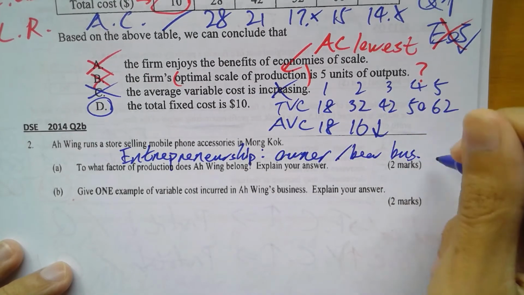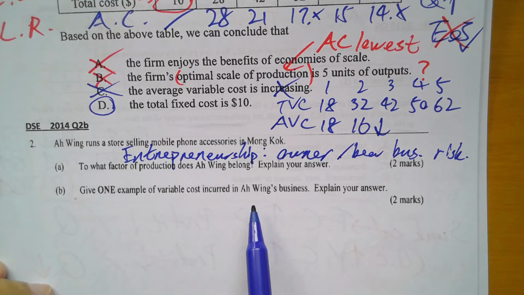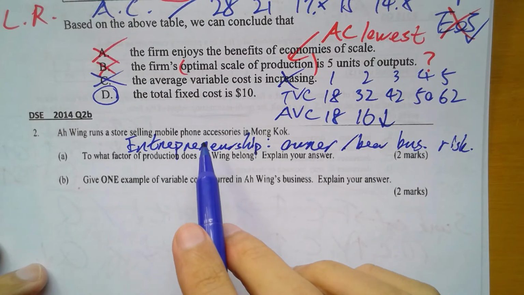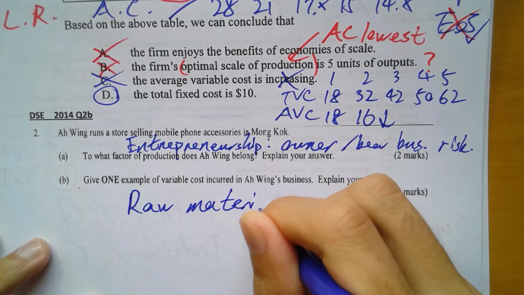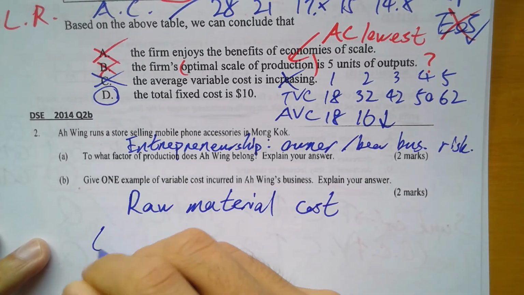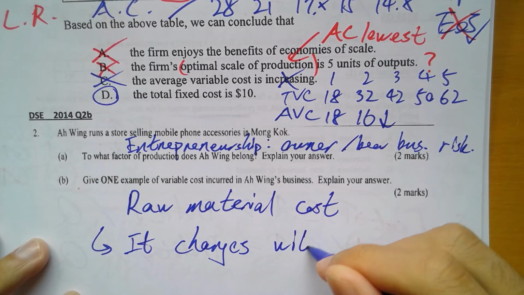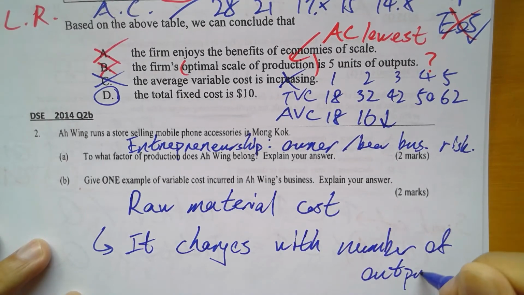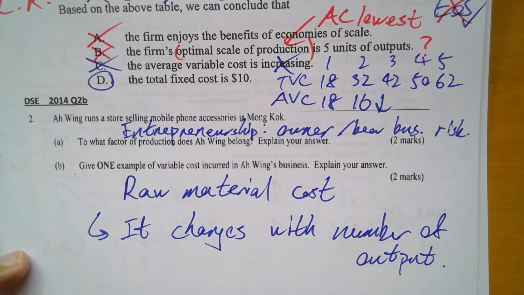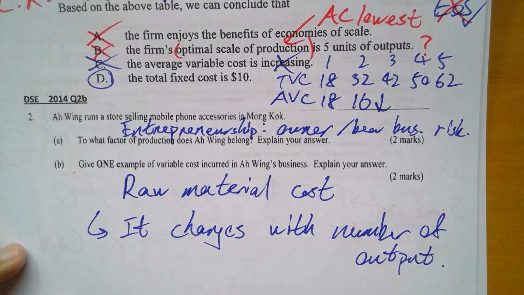Bear business risk. Right? Okay, we won't talk about this one. One example of variable cost related. Variable cost, I would say that if they are selling a mobile phone accessory, that would be raw material cost. Right, raw material cost? The explanation, because it changes with the number of output. Right? It changes with the number of output. Okay, so raw material cost is an example of variable cost. Okay? We have seen this many times. Let's not waste time.